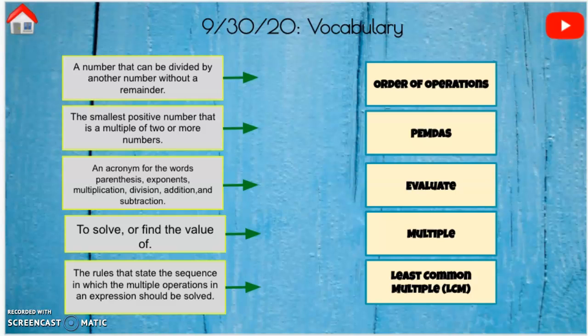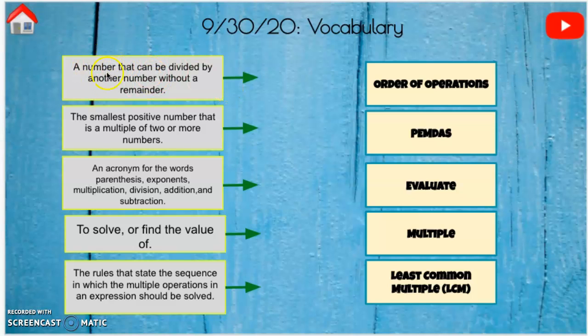September 30th, 2020 vocabulary. So we are going to drag these arrows and match the definitions to the terms. So we have order of operations, PEMDAS, evaluate, multiple, and least common multiple. So you can see we have two new words here.